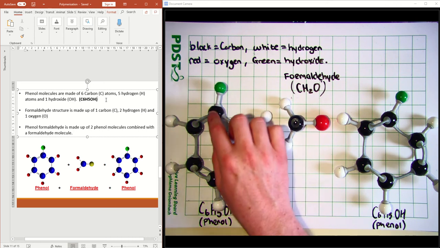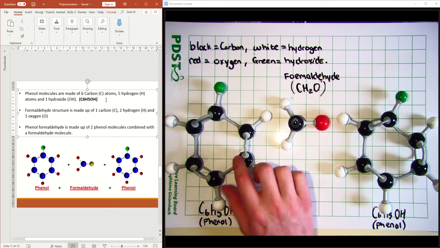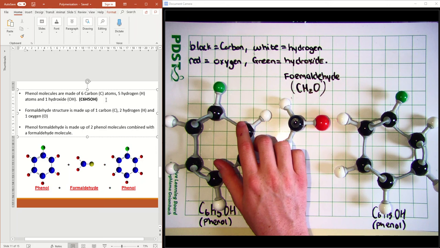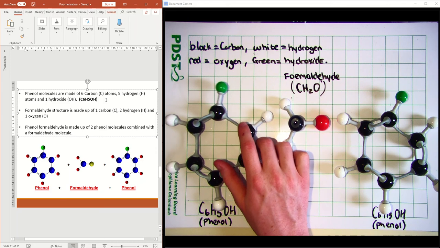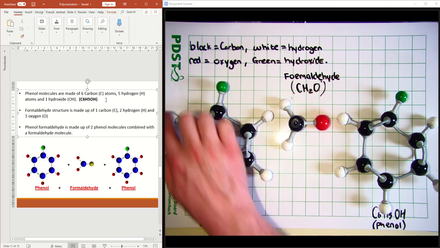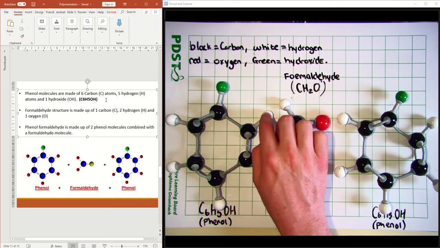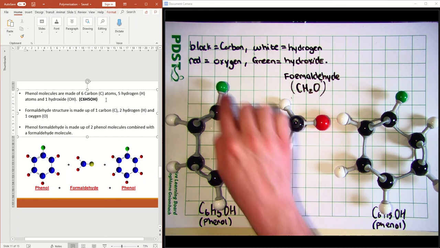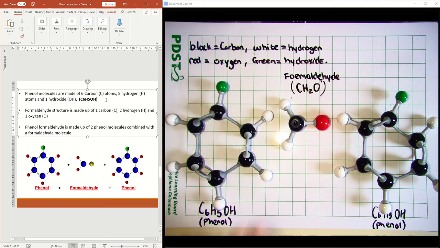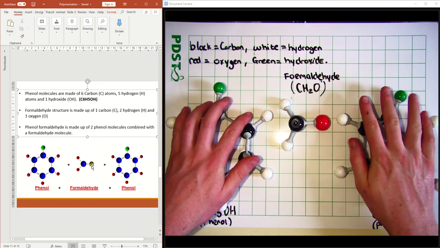So we see 6 carbon atoms. So we have 1, 2, 3, 4, 5, 6 carbon atoms. That's C6. H5: 5 hydrogen atoms, 1, 2, 3, 4, 5. That's H5, and the OH represents my hydroxide or hydroxy group. Now, we've two of these. We've two phenol molecules, where phenolformaldehyde is 2 phenol molecules to 1 formaldehyde. So I have one here and one here.